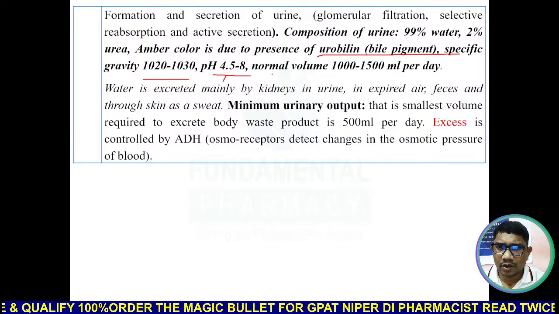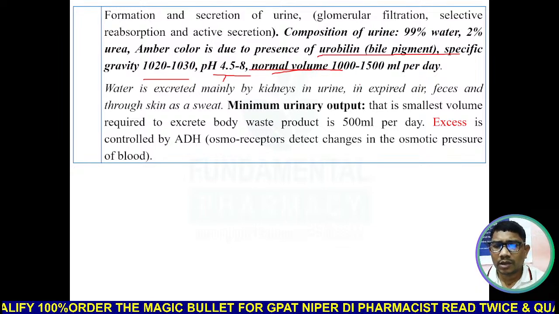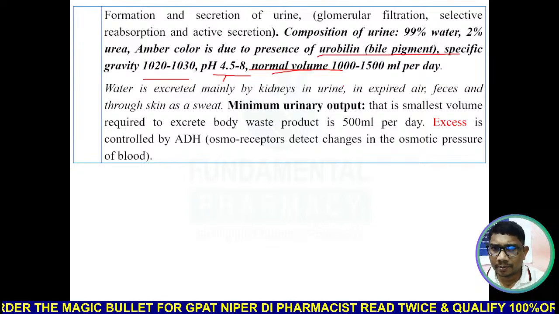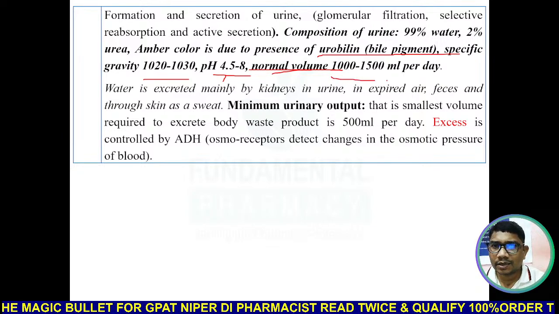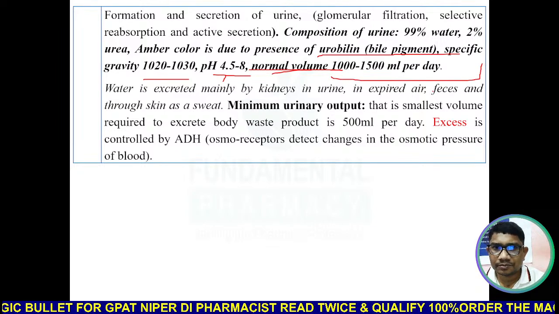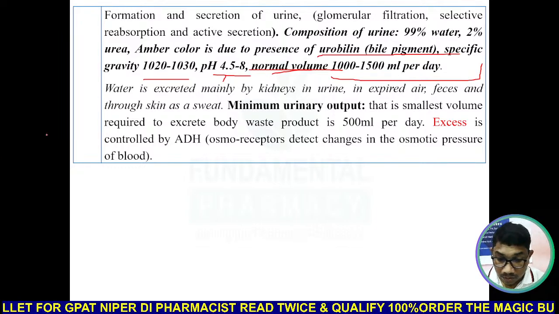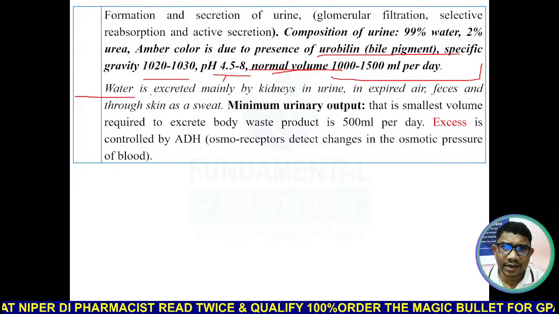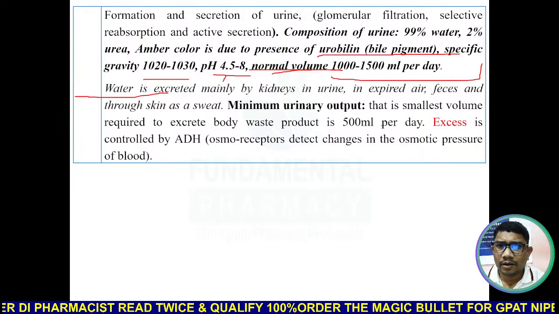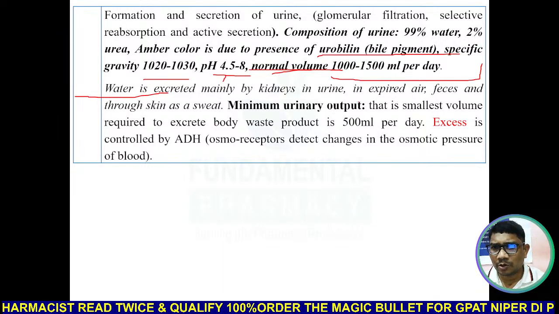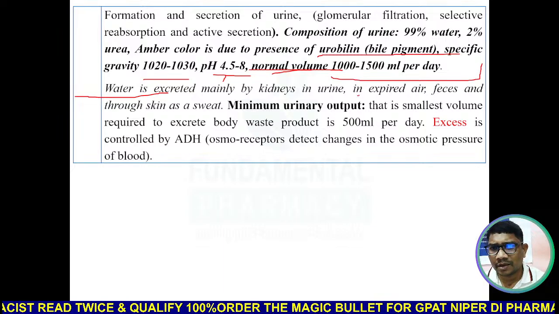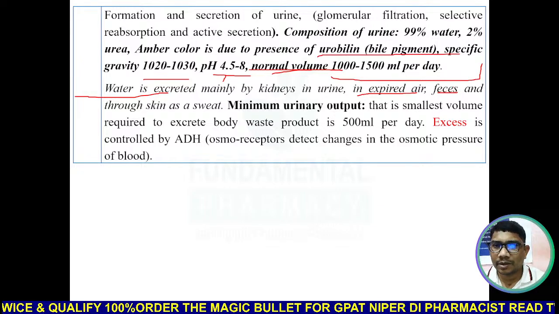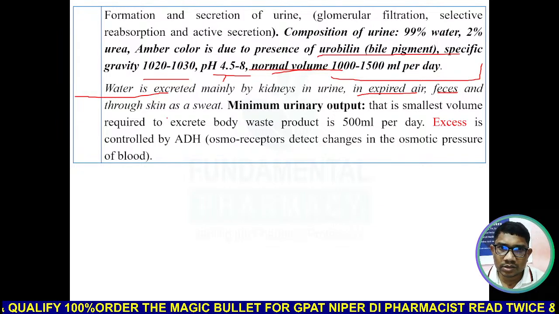pH of urine. Normal value of urine 1000 to 1,500 ml per day, मतलब 1 से 1.5 लीटर तक यूरिन बनता है दिन में. नॉर्मल वैल्यू ऑफ यूरिन. Water is excreted mainly via kidney in the urine. Also some amount of water is excreted in the expired air, in the feces also in case of diarrhea, and also through the skin.